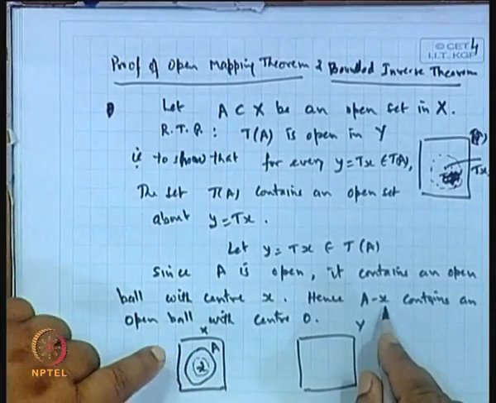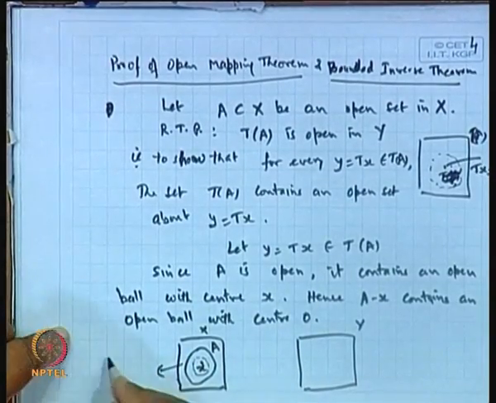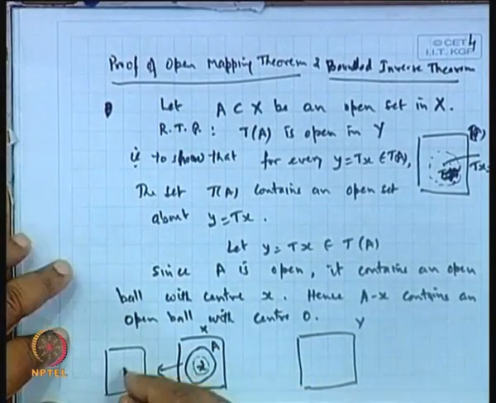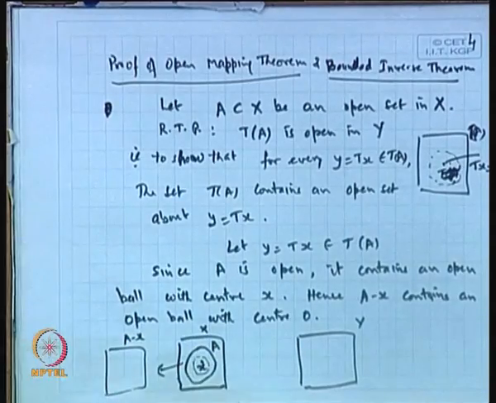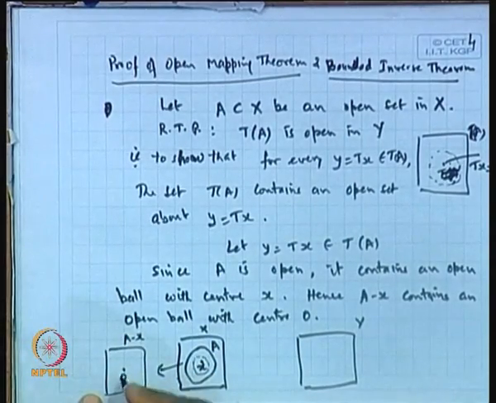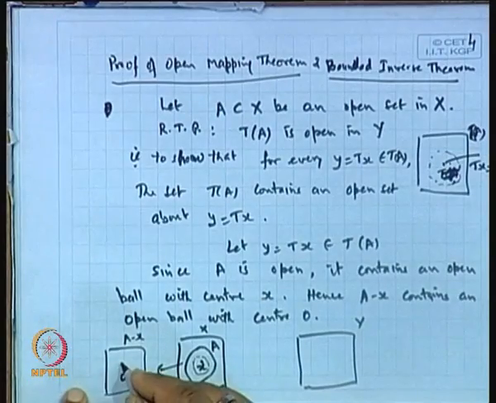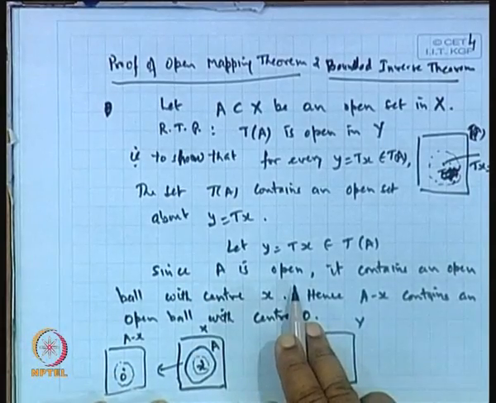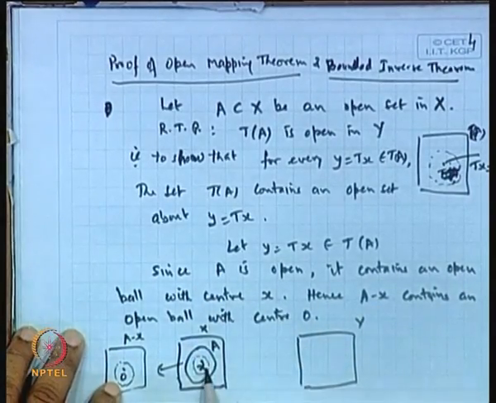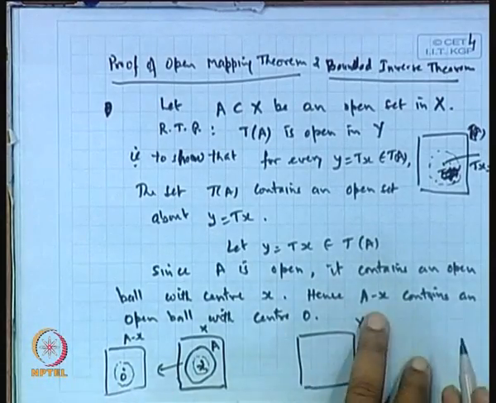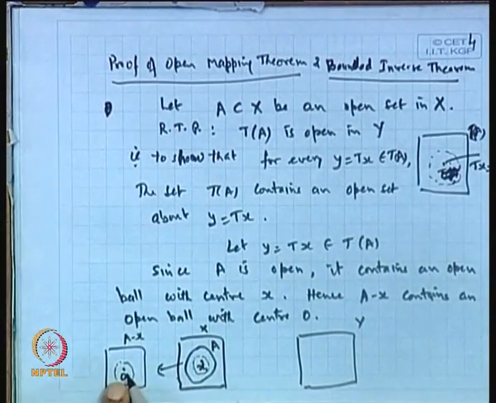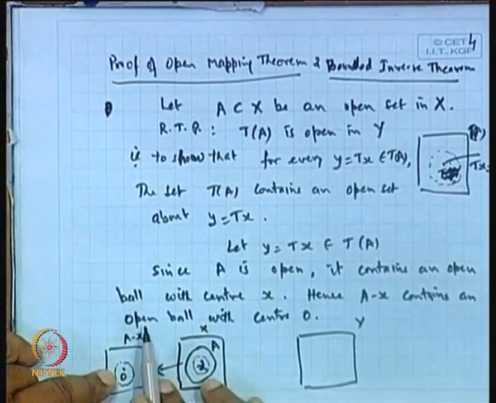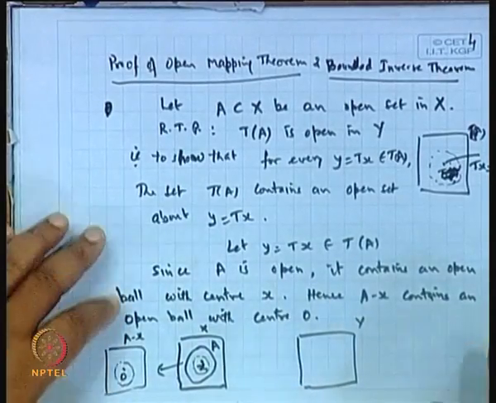Now, if I make a transformation from A to A minus x, it means the center x will transfer to 0. So, this ball will transfer to a ball whose center is 0. That is what it said. If A is open, it contains an open ball with center x. Then the linear transformation A minus x will transfer this center x to the origin. So, the corresponding ball will have center 0. So, this will be an open ball with center 0. That is what it said.